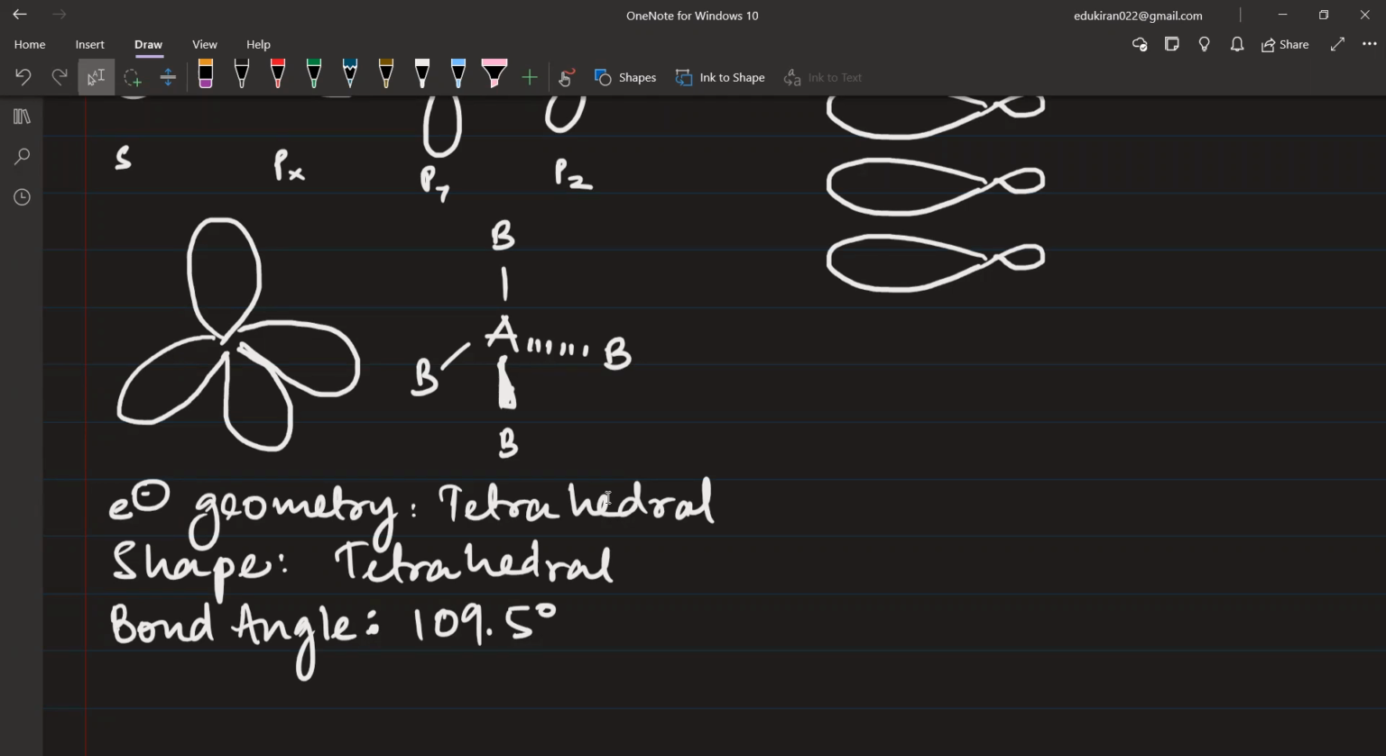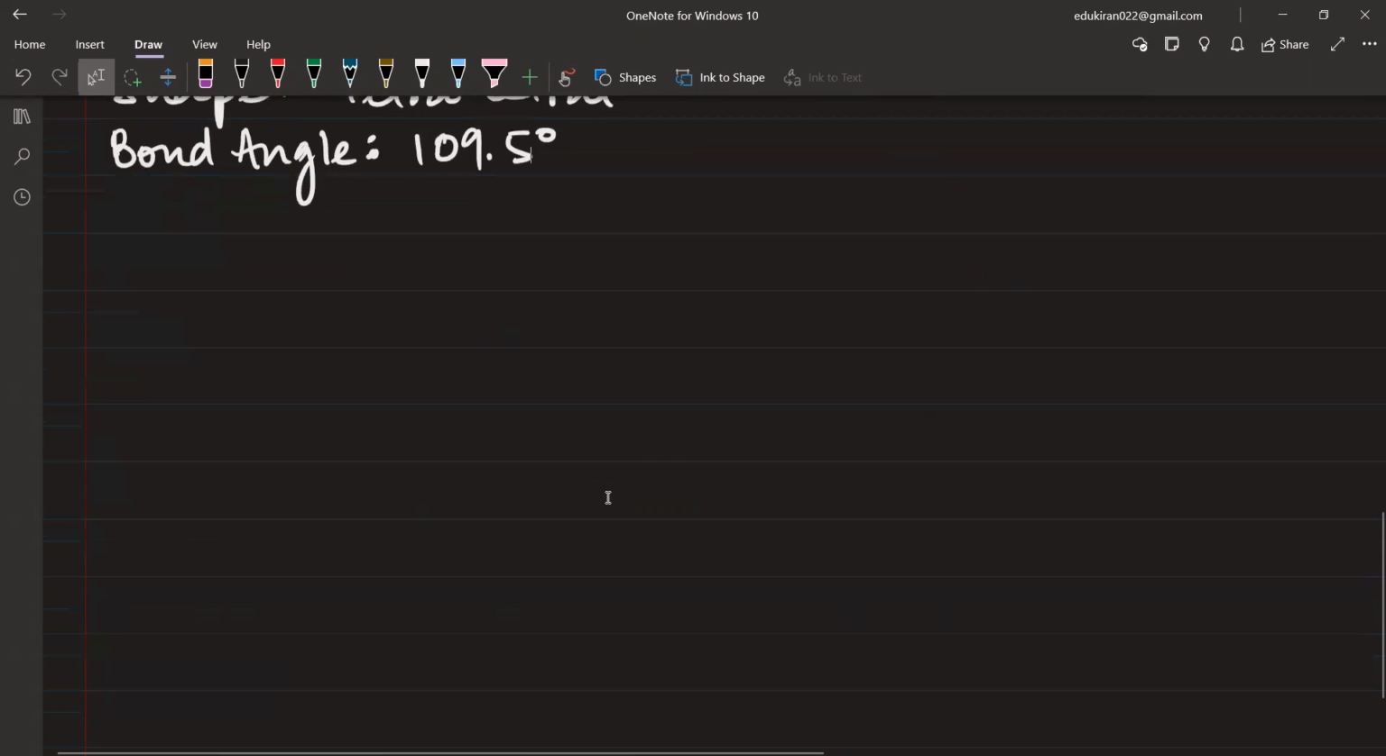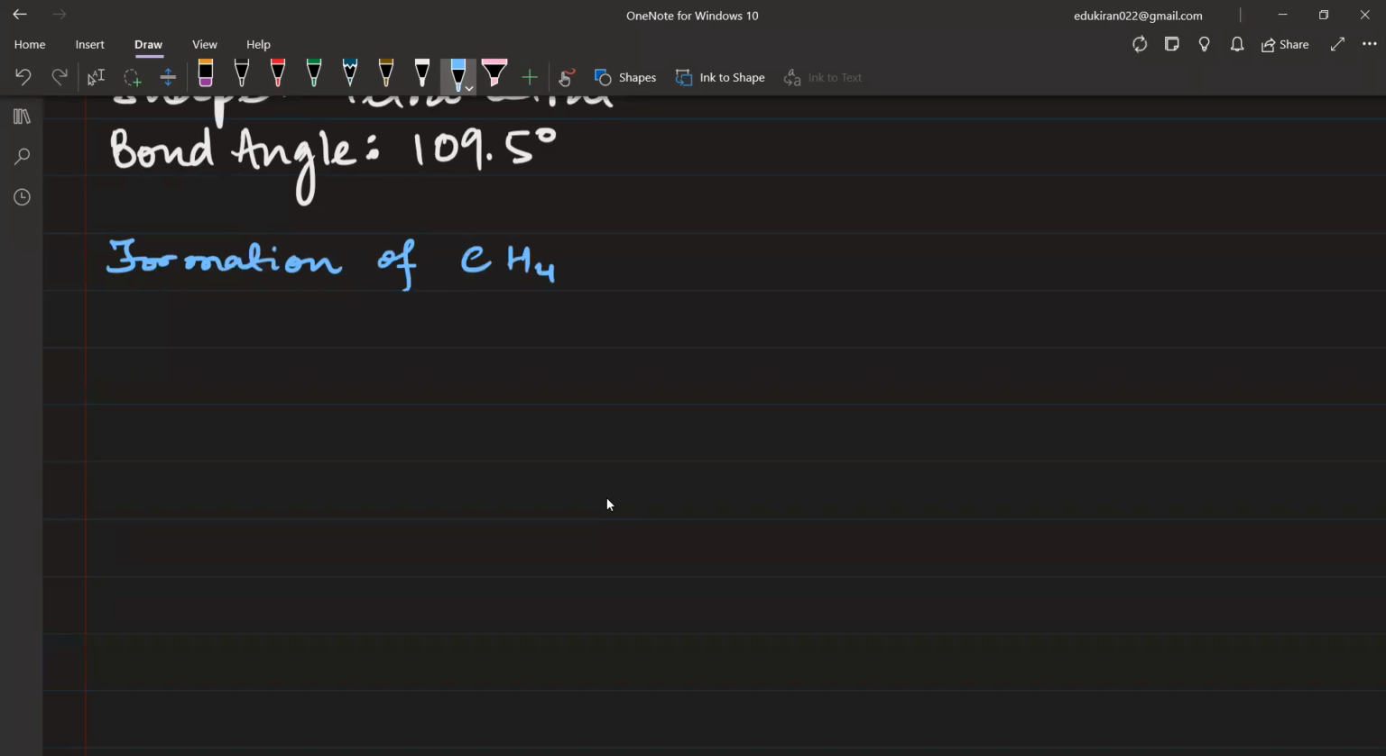Done? Okay. Now, this is case one. In this case, we are going to look at the example of formation of CH4. We have done at least 3 examples till now, so I hope you can start the formation of CH4.